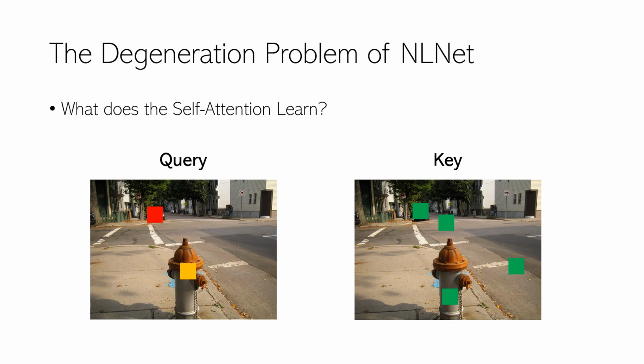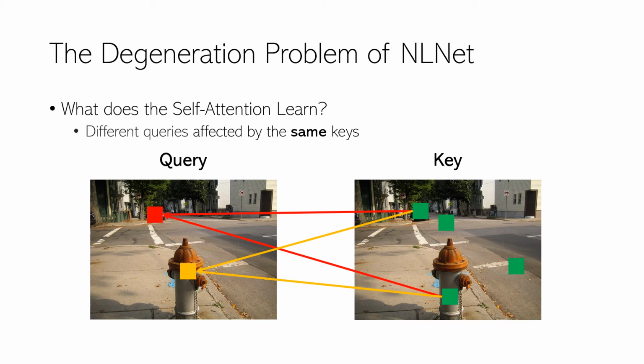But what does the self-attention module really learn? Unlike expected, we find different queries in the left image are usually affected by the same key pixels in the right image. This means the self-attention module degenerates from query dependent to query independent. It behaves more like a unary model instead of a pairwise model.